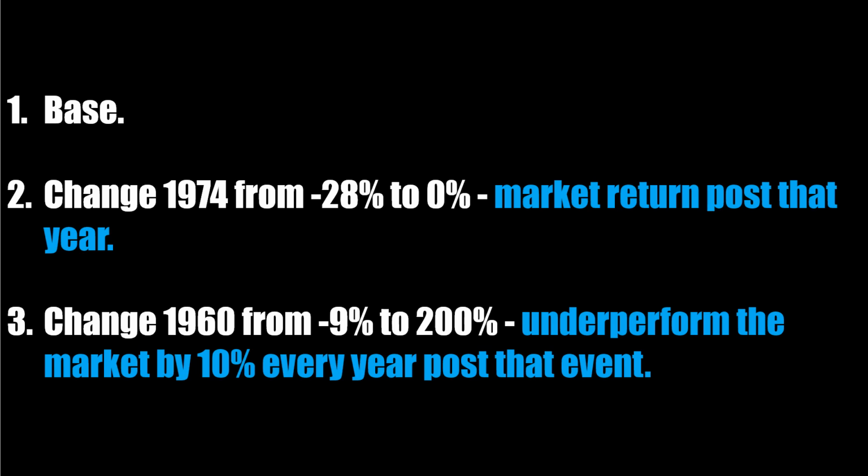1960 is a little bit different. I'm going to change that year from being down 9% to up 200%. It will then underperform the market by 10% every year after that. So it has a single year where it does better than the market by quite a margin. For the remaining 63 years, it underperforms the market, so that when the market goes up, it underperforms going up. When the market goes down, it goes down more. Something interesting happens.